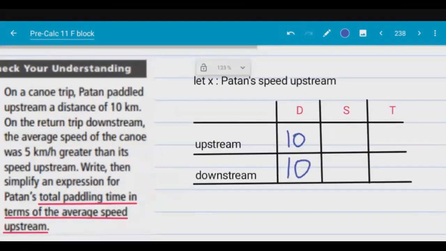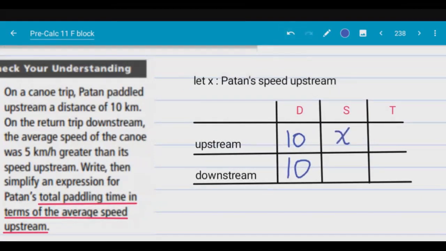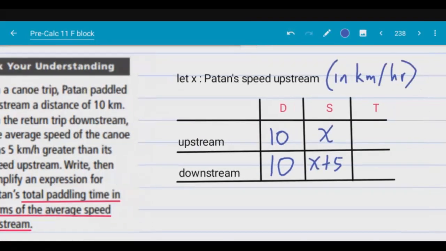So what was the speed upstream? Well, we already defined it as x. So this is x. If his speed upstream was x and the speed downstream was 5 kilometers per hour greater than the speed upstream, it would have been x plus 5 here. Oh, by the way, this is in kilometers per hour.